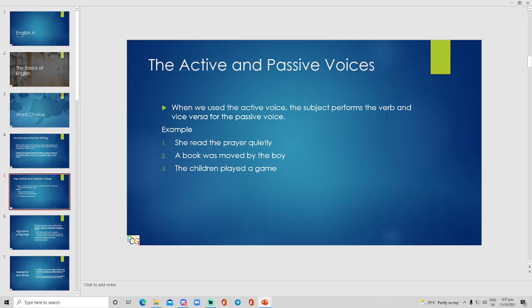The last one I have is the children played a game. Children being the subject and played being the verb. So the children played, which means that the children are performing the verb in this case. So then this would be active voice.